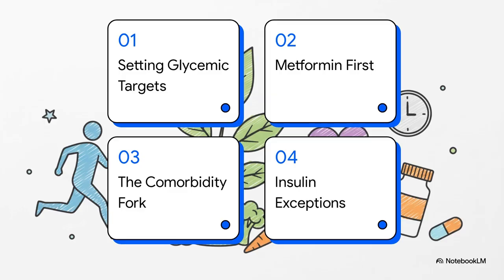First, we have to know our goal. What are we even aiming for? Then we'll lay down the foundation with metformin. After that comes the really interesting part, the fork in the road, where comorbidities tell us where to go next. And finally, we'll cover the big exceptions, the red flags that tell you to go straight to insulin.